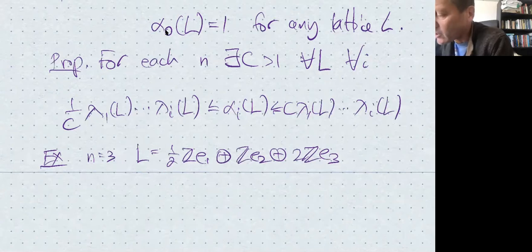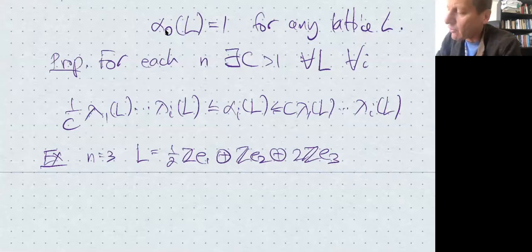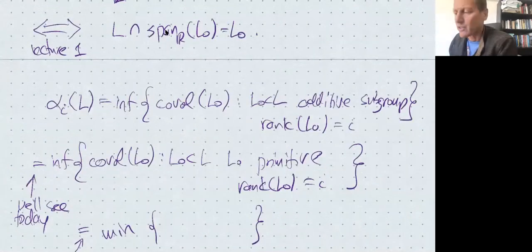And in this example, it's also easy to check, first of all, lambda 1 is always equal to alpha 1. I should have said that earlier. Alpha 1, this co-volume, is just the shortest possible length of a vector in L, which is the definition of lambda 1. I see a question in the chat.